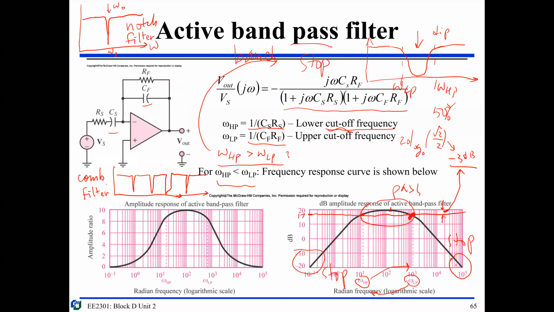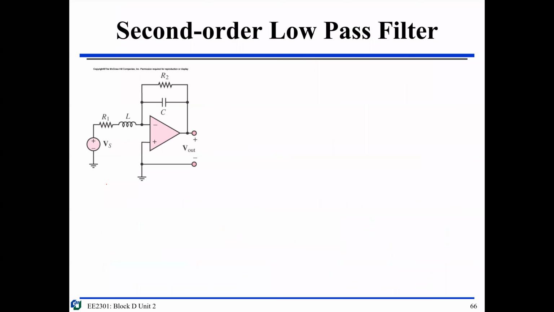So this is a band pass or band stop filter. So you have two RC networks, okay? Second order circuits. But what about, I have an RL circuit in here and I have an RC network here. So it's possible you have a second order low pass filter.